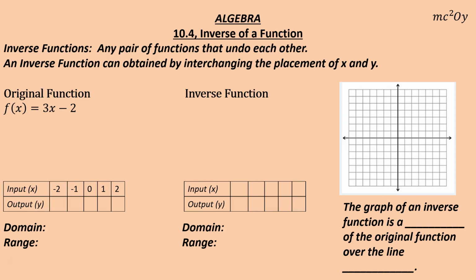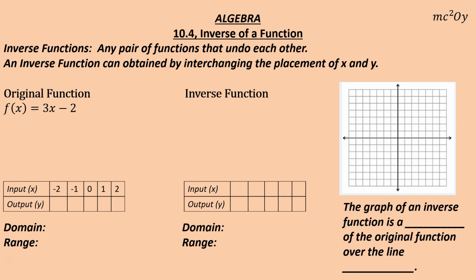Going to talk about inverse of a function. Inverse functions are any pair of functions that undo each other. An inverse function can be attained by interchanging the placement of x and y. So let's go ahead and start out with the function f of x equals 3x minus 2.